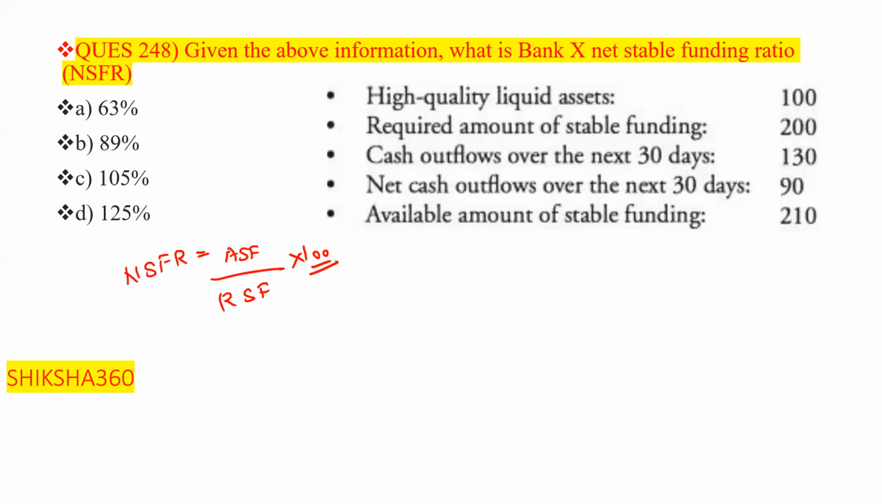Let's go through the question. They have given HQLA, the required amount of stable funding, that is 200, the net cash outflows over the next 30 days, and the available amount of stable funding. So what is the answer? 210 upon 200 into 100, which comes to 105%. So option number C is the answer.